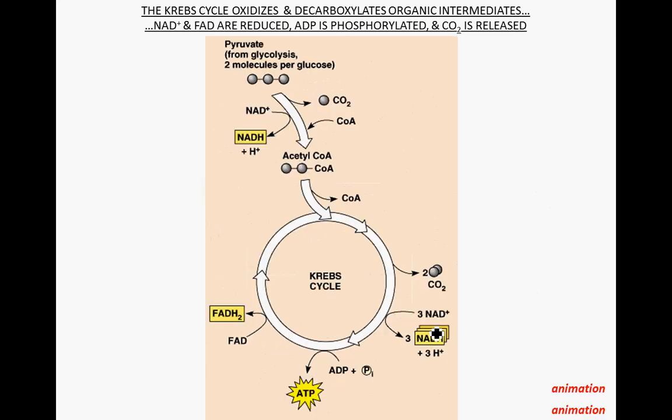Here's a much more simplified version of that. Starting at the top again, here's the intermediate step that we're showing you. We start with 2 pyruvate molecules that are 3 carbon. So all this is happening twice, for 1 molecule of glucose that started all the way back in glycolysis. So 1 molecule of glucose gets us 2 pyruvates.